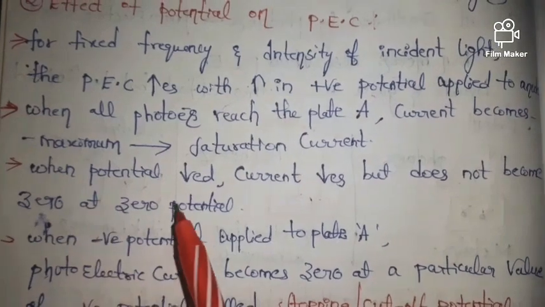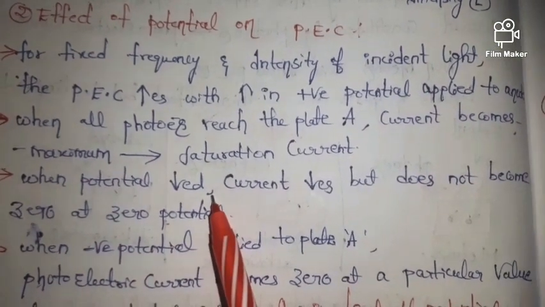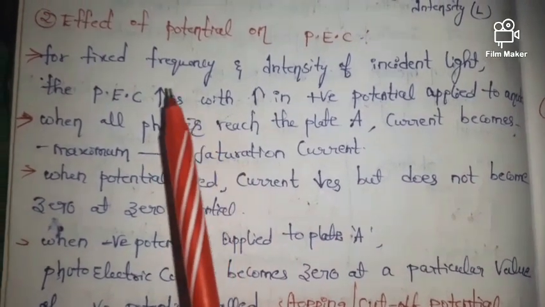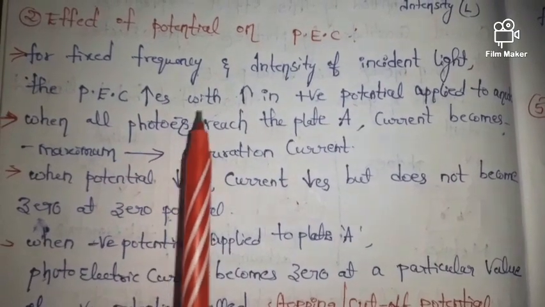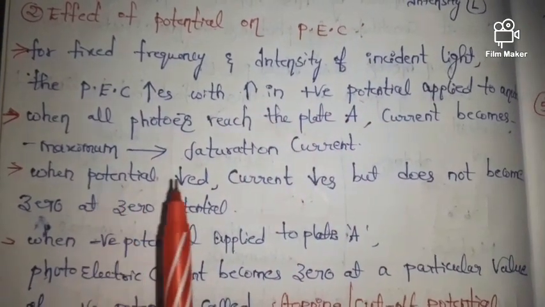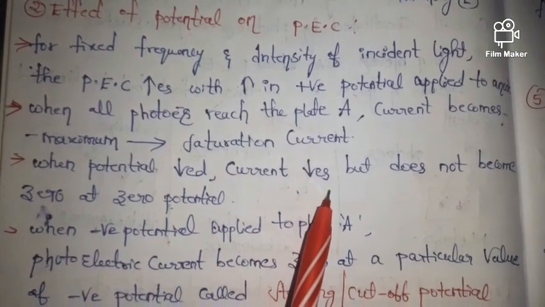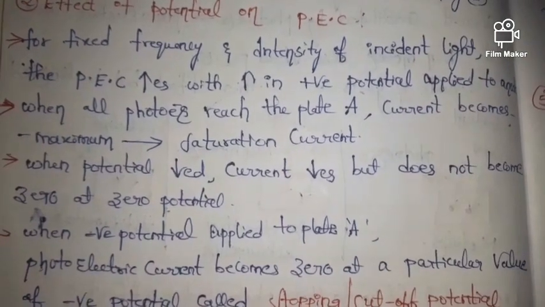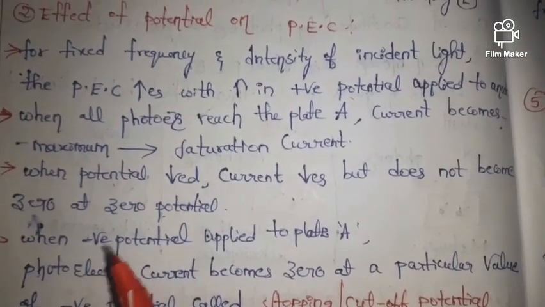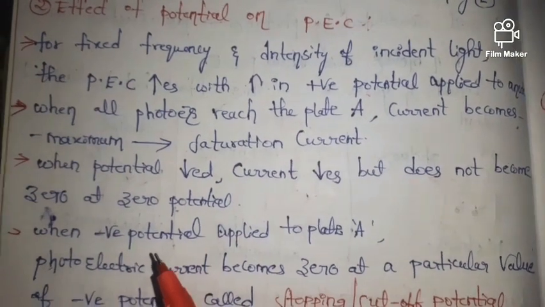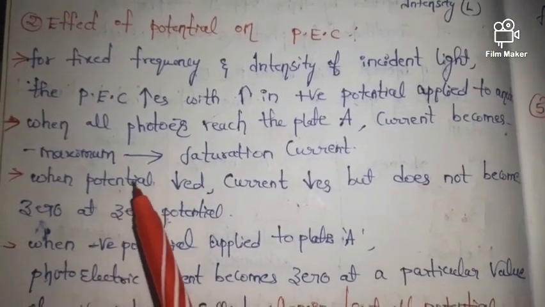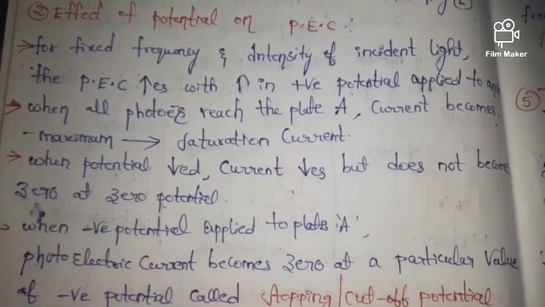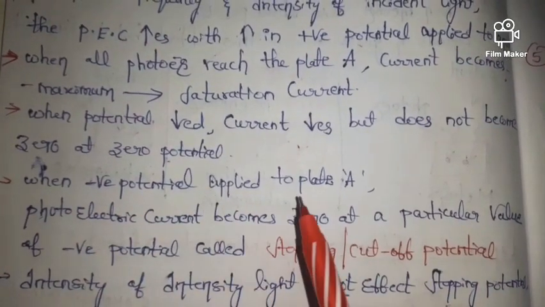Next, when potential is decreased, current decreases. Directly proportional, friends. Photoelectric current increases with increase in positive potential; here the potential decreases, so current decreases, but does not become zero at zero potential. Usually we think there may be zero current at zero potential, but this is not true, because whenever the potential decreases, current decreases but does not become zero at zero potential.